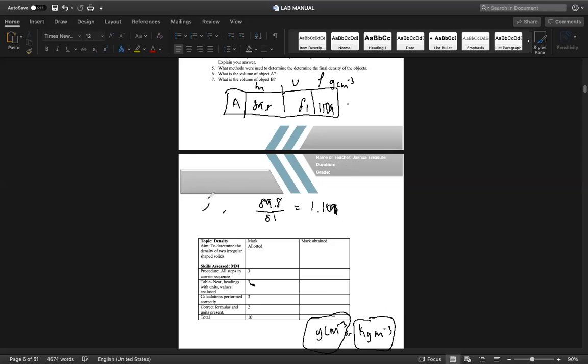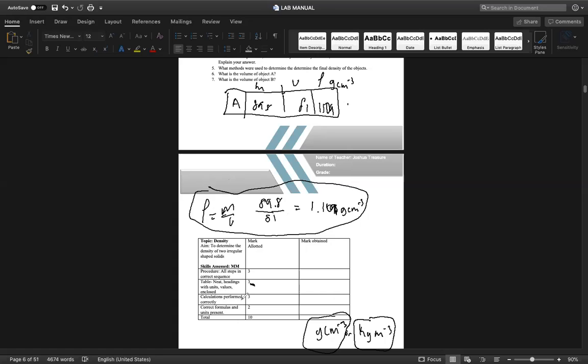All right, remember that your density is equal to m over v. So for the calculations, to get your calculations mark, ensure that you show one. You can show an example of one of these. Just write this out and show it. So show an example of you calculating density. That's how you get your calculations performed correctly. To get your correct formulas and units present, for your final answer you should have grams per centimeter cubed or kilograms per meter cubed. This is for your final mark here.